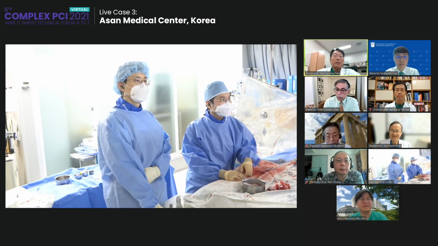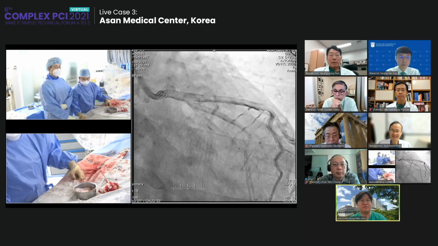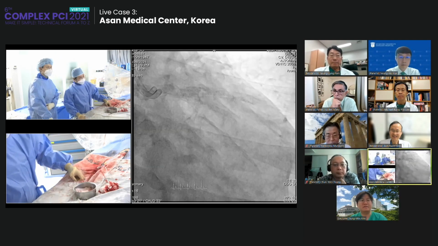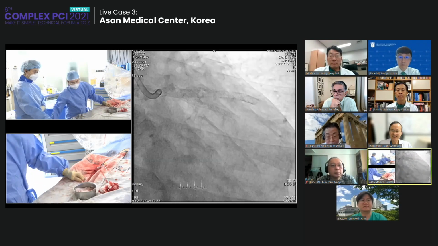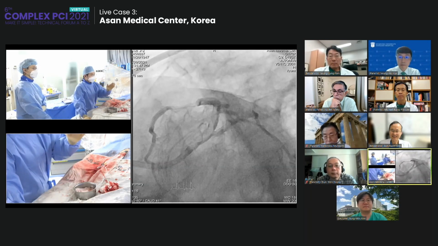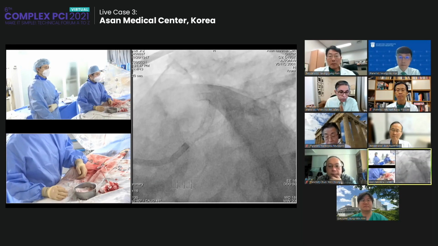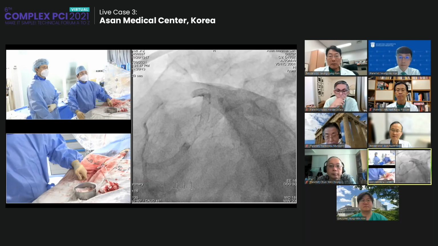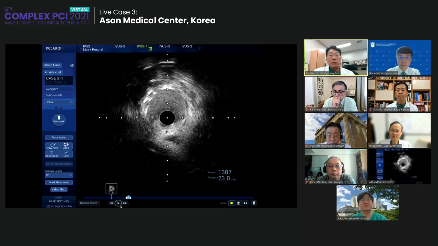Great. Dr. Lee, could you show us the current final angiogram and IVUS? This is our final AP cranial view, and the diagonal ostium has been covered with the stent, and we did the kissing balloon. Can you see the IVUS? Would you check the IVUS image for the diagonal ostial part? Yeah, this is the diagonal IVUS.